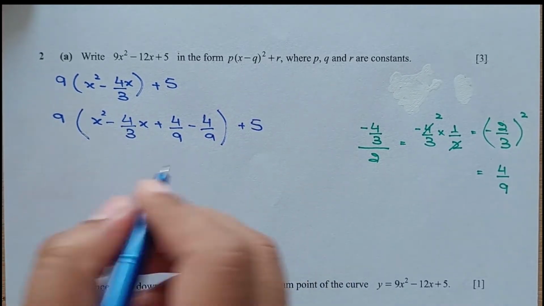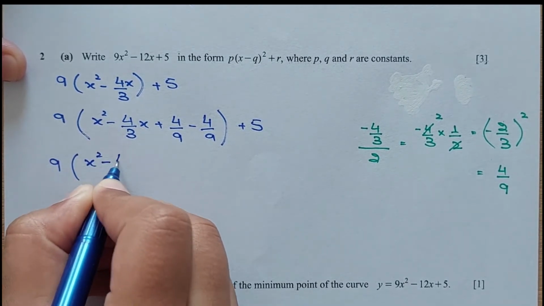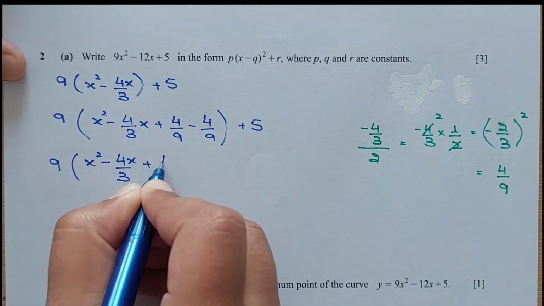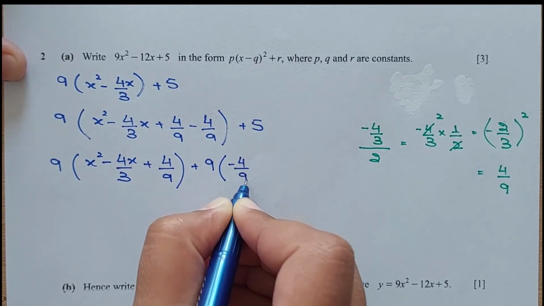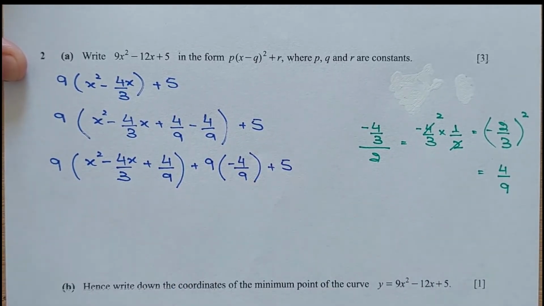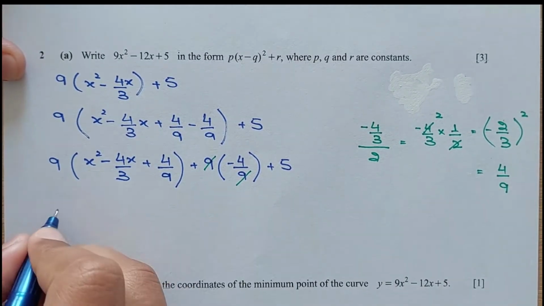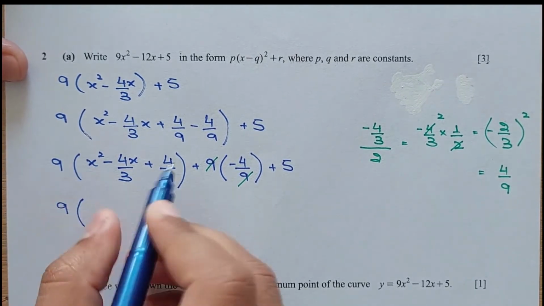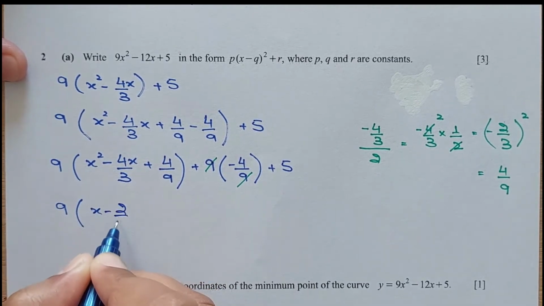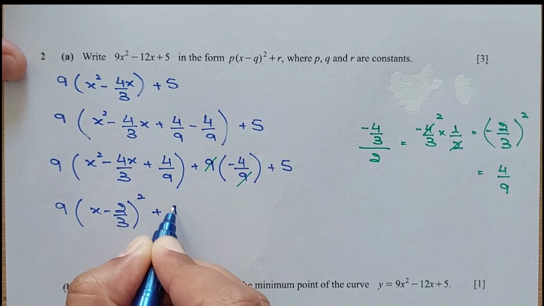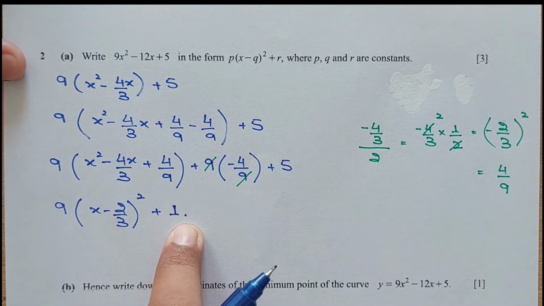Now combine the first three terms and take the third term outside. 9 times x square minus 4x over 3 plus 4 by 9, the first three terms, plus 9 multiplied with minus 4 by 9, and plus 5. From here you can see we can cancel 9 and 9, and 5 minus 4 is just 1. So 9, and we have x square, and this is 2 square and 3 square with a negative sign: x minus 2 by 3 whole square plus 1. So p, q, r are the constants. We have converted the standard form to vertex form.